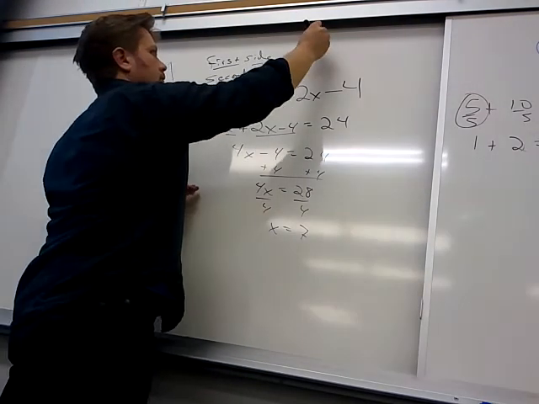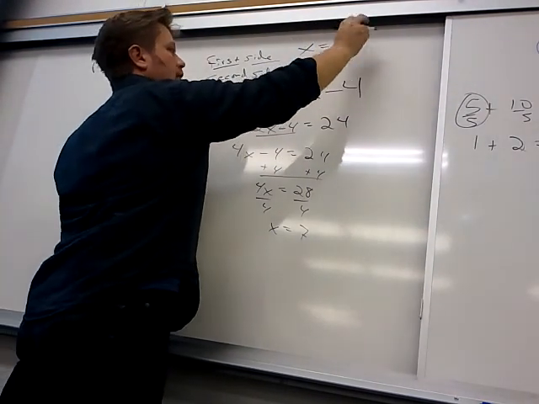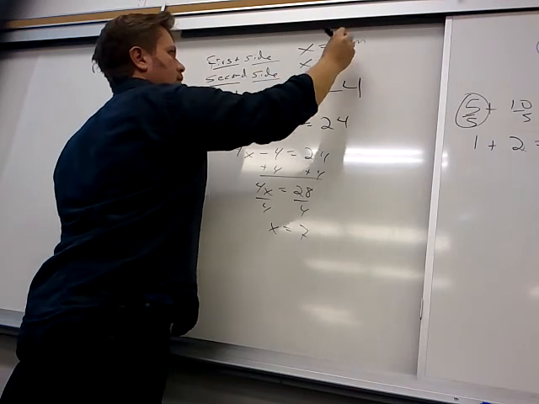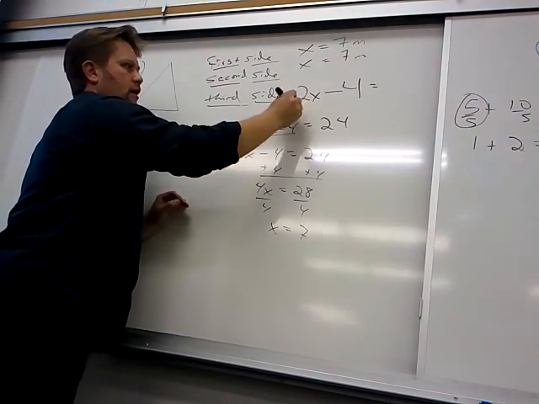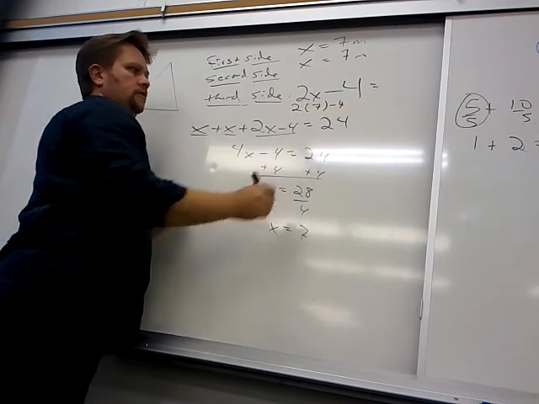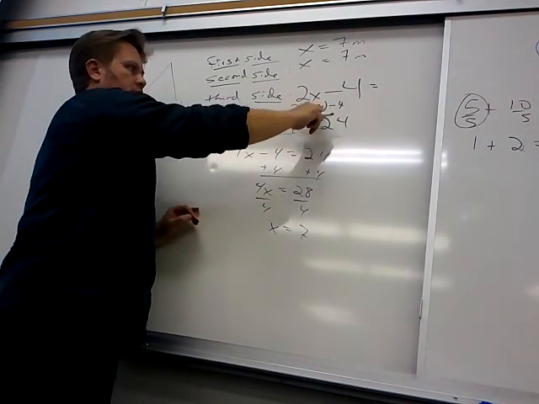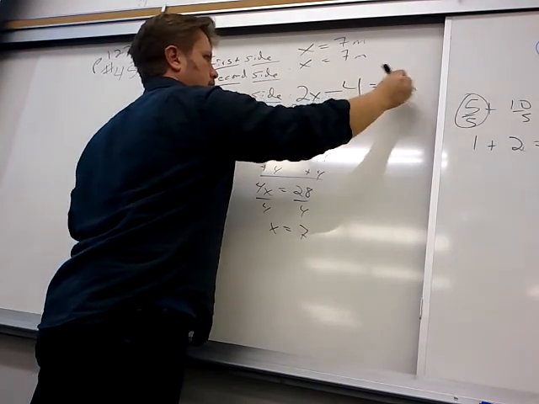First side is 7. The second side is 7 what, by the way? Meters. Second side is 7 meters. Third side is twice 7 minus 4. Beautiful. 14 minus 4, 10 meters.